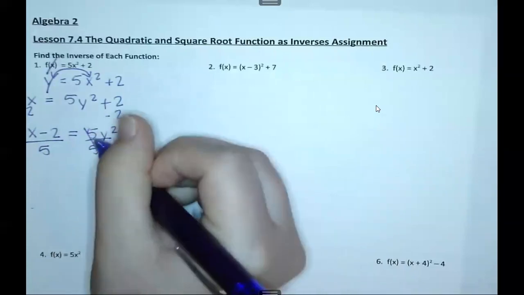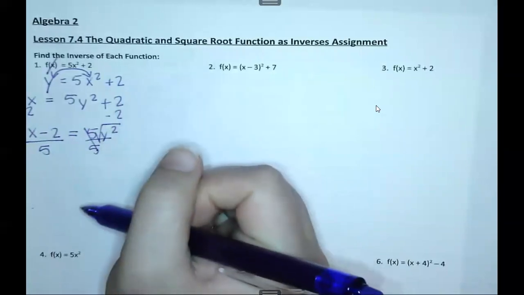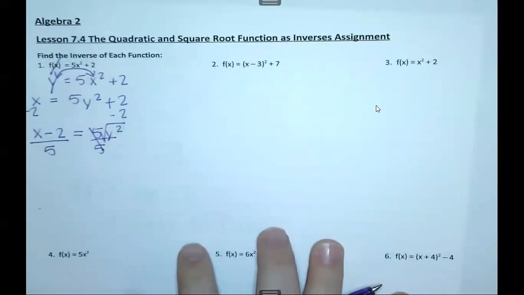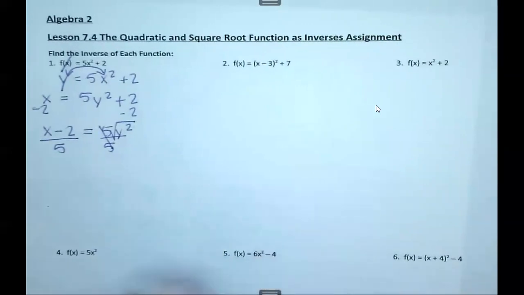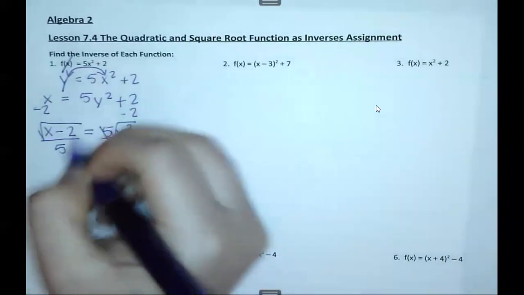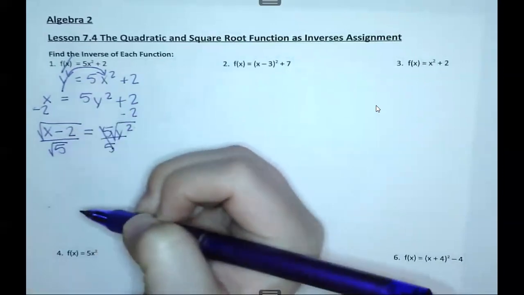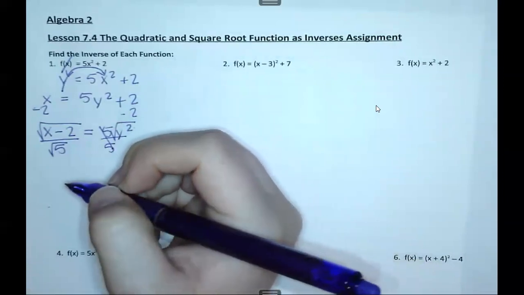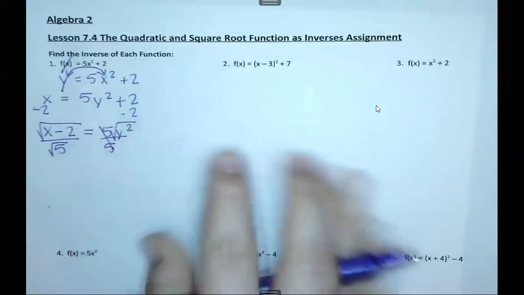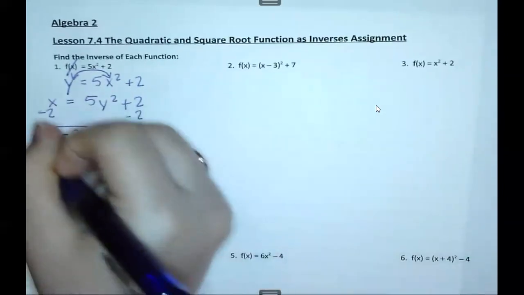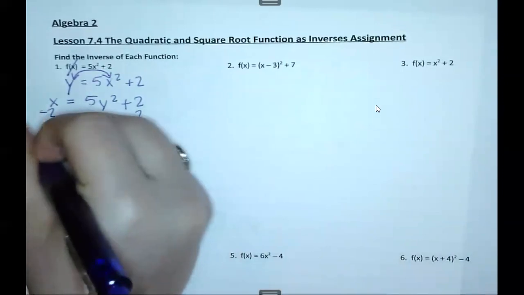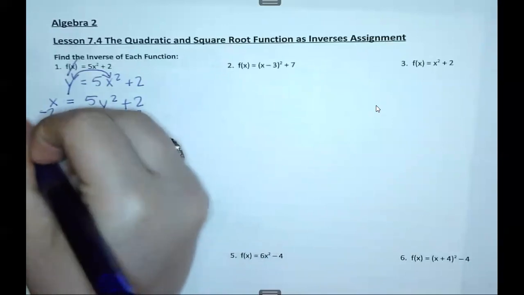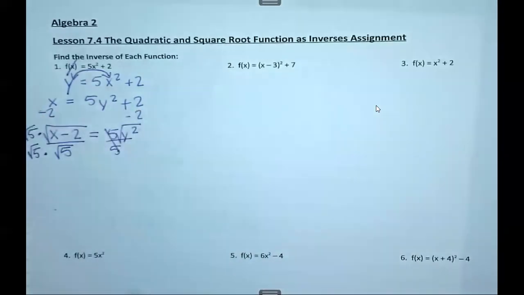And to get rid of the square, we take the square root. Now remember, when you take the square root of the other side, you have to take the square root of both the top and the bottom. So this is a big mistake I saw on the assignment. We can't have square roots in the bottom, so we need to get rid of them by multiplying it times itself. But rules say if I multiply the bottom, I also have to multiply the top.